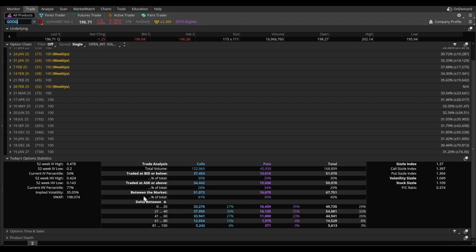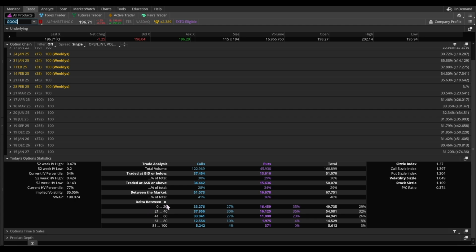So moving on, we see between the market, it's at 51,073 and then 16,678 for puts, giving the percentage total at 41% for calls and then 36% for puts. And then on average, it's giving us that 40%. So now we see the delta between.